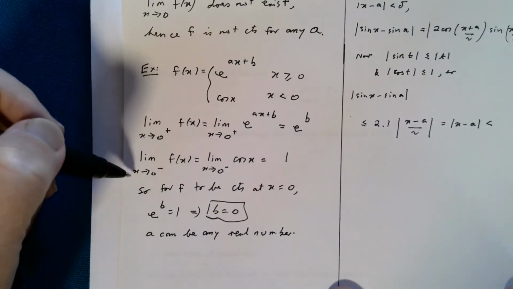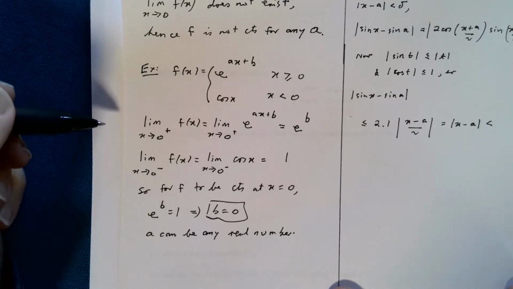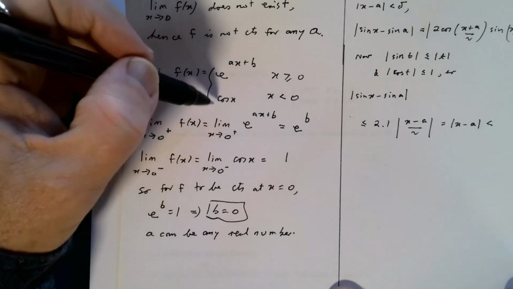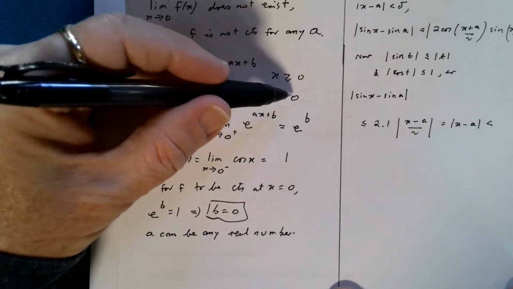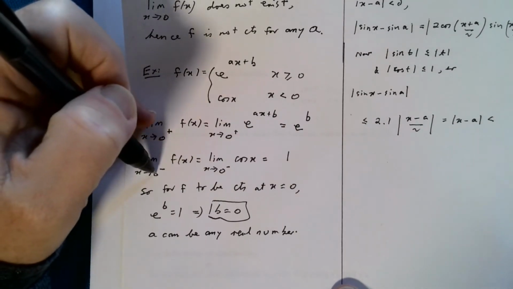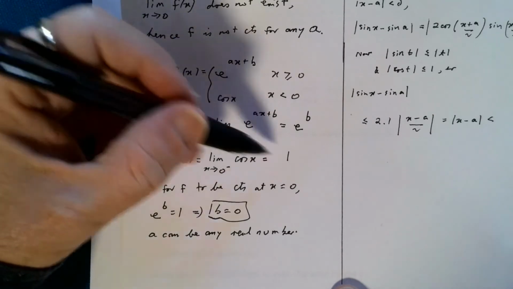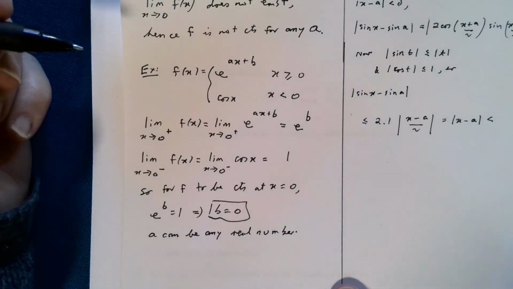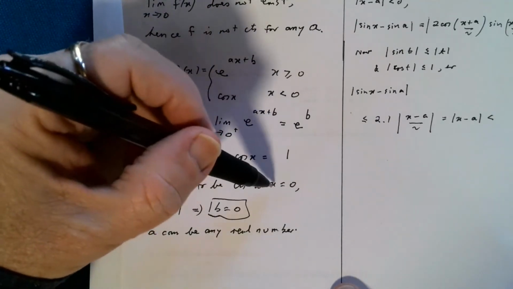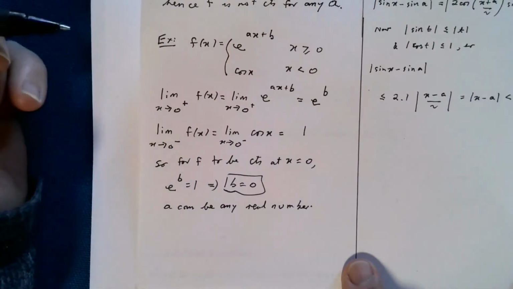If I take the left-hand limit, so I'm now taking the limit as x goes to 0 from below, that means I'm using this part of the definition, because this is what it looks like if x is negative, and here I'm going towards 0 from the other side, from the negative side. Cos of 0, of course, is just 1. So if we want f to be continuous at x is 0, then these two have to be equal to each other. So e to the b has to be 1.